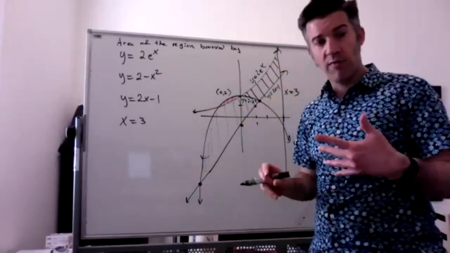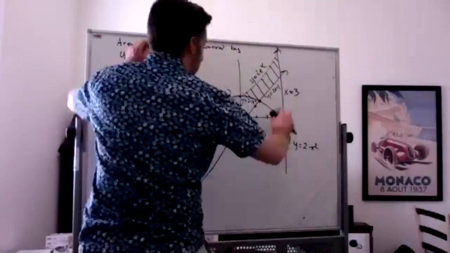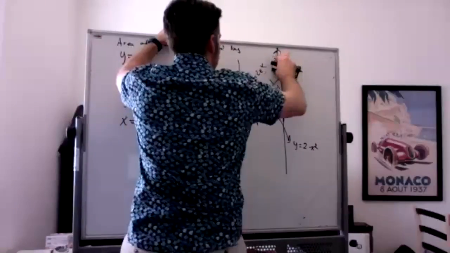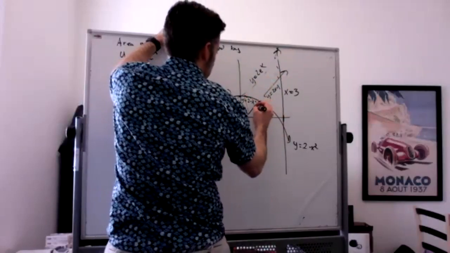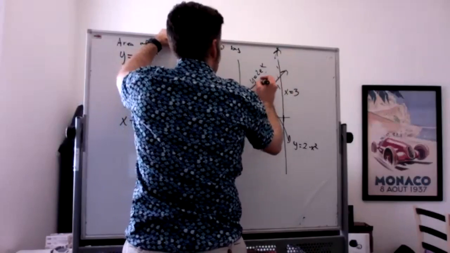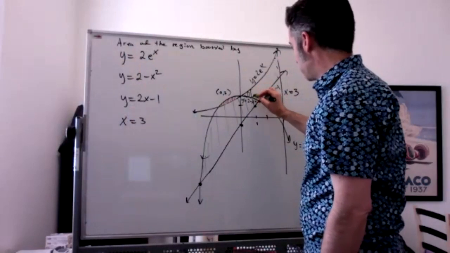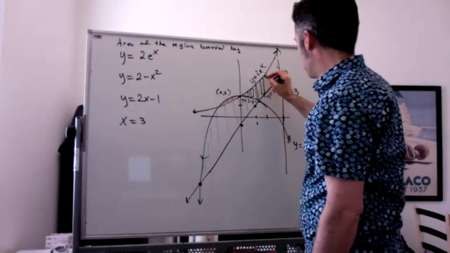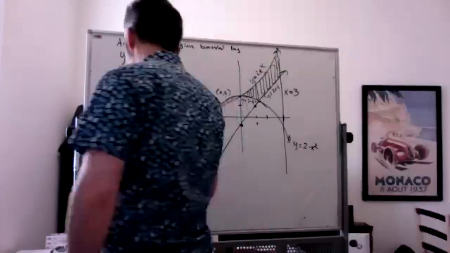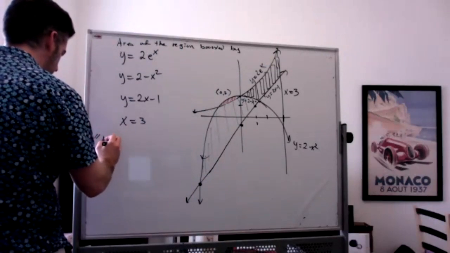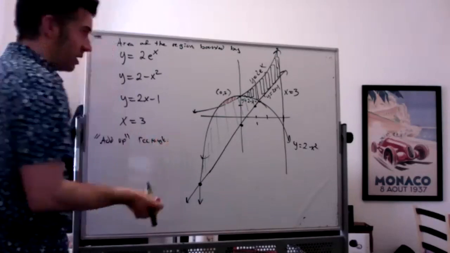Now, when we're finding the area of a region, we're just thinking about adding up a bunch of rectangles. So let me erase a little bit here. The idea is, in this region, I'm going to add up rectangles. To quote unquote add up the rectangles, that's where we do the integral.